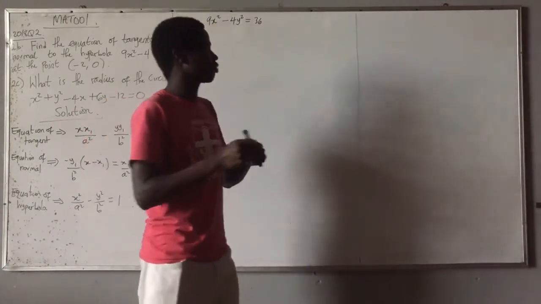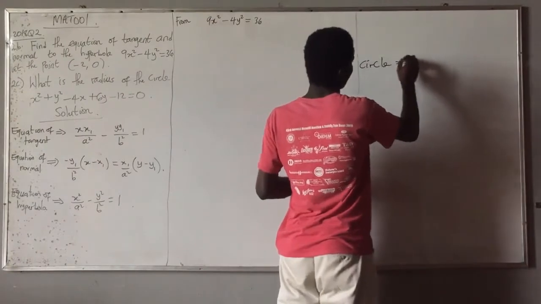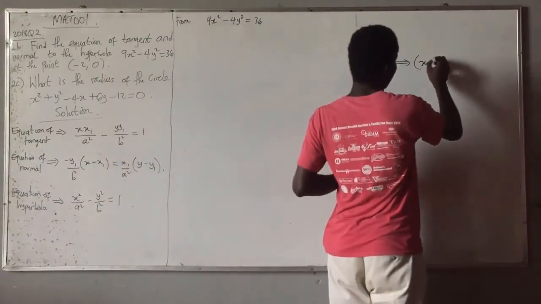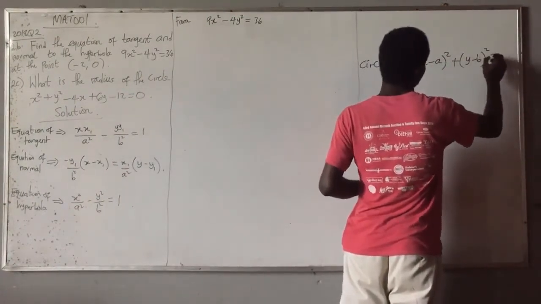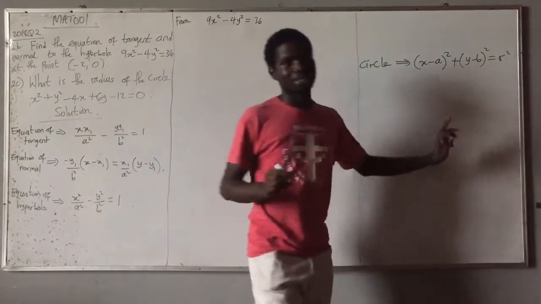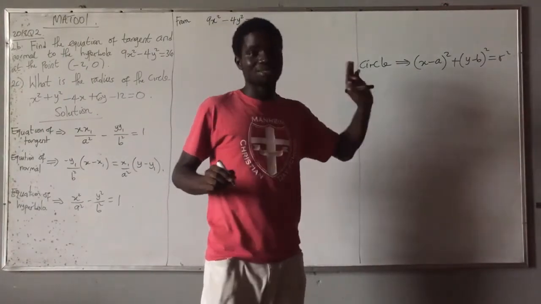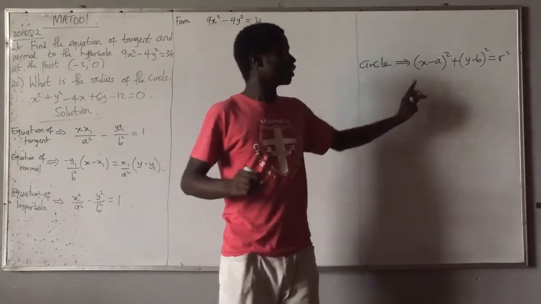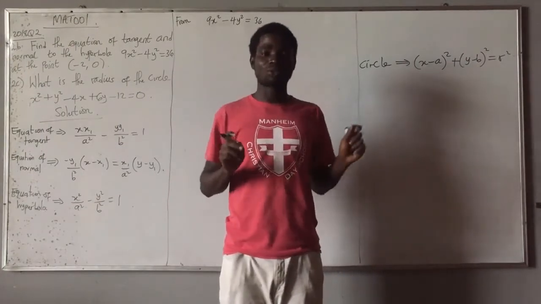Let me digress to something. Now, when you have a circle, the equation of a circle is x minus a all squared plus y minus b all squared equals r squared. This is for a circle. You have to know it. Please memorize it. Especially for circle in objective questions, you have to know it, please.